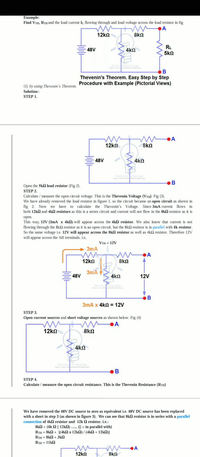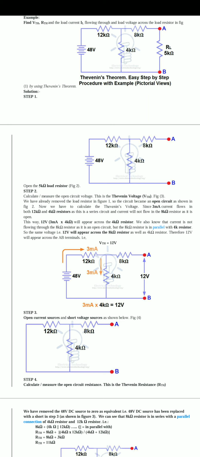Second step, open circuit voltage. We are using the formula. Okay, what is the formula in this step? Calculate the Thevenin voltage. We already removed the load resistor in figure 1, so it becomes an open circuit. It's shown in figure 2.